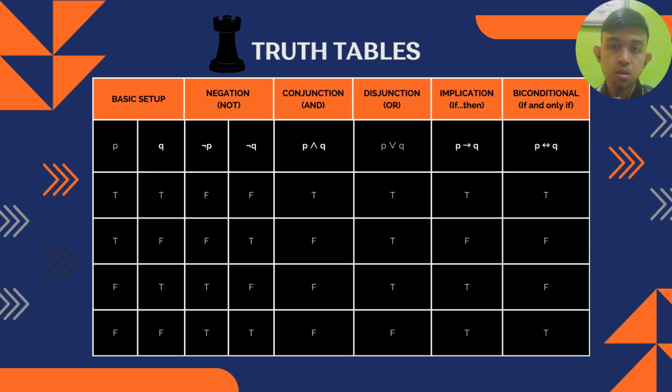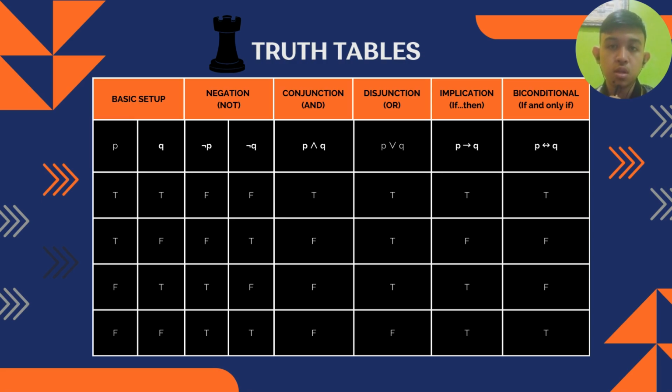In the conjunction, or AND, column, the result is true only if both P and Q are true. Otherwise, it is false. For disjunction, or OR, the result is true if either one of the statements is true. This is only false when both P and Q are false. The implication, if-then, column shows that the result is false only if P is true and Q is false. In all other cases, it is true.